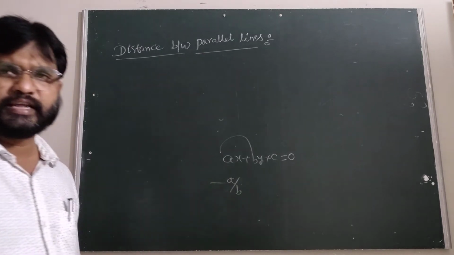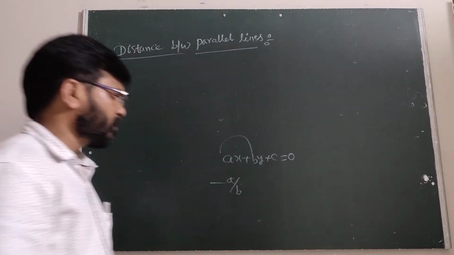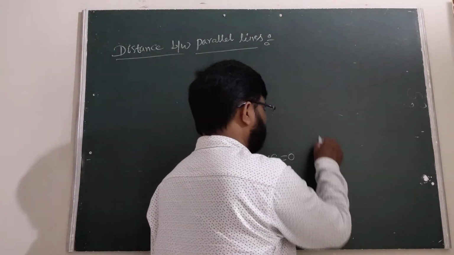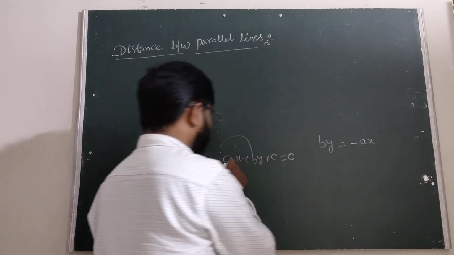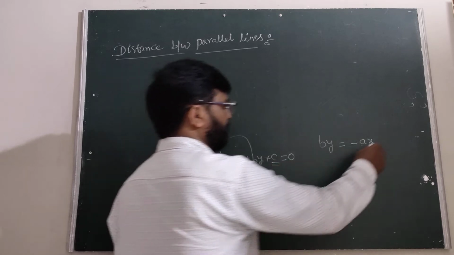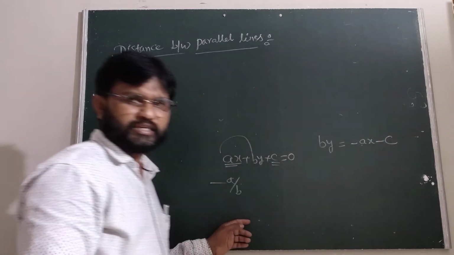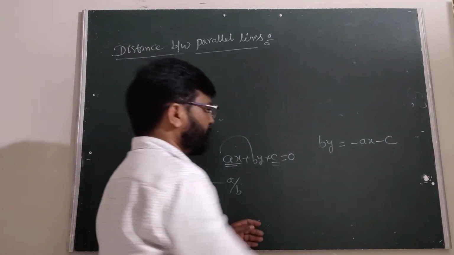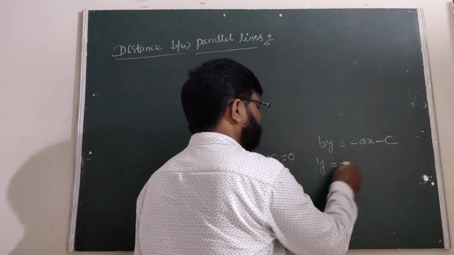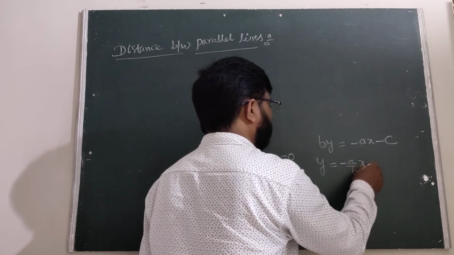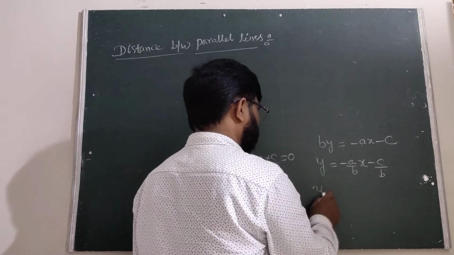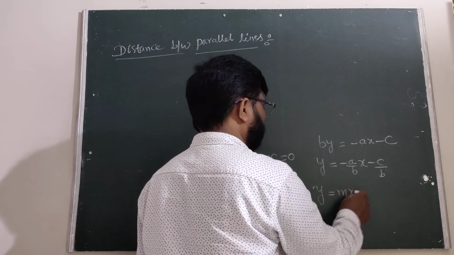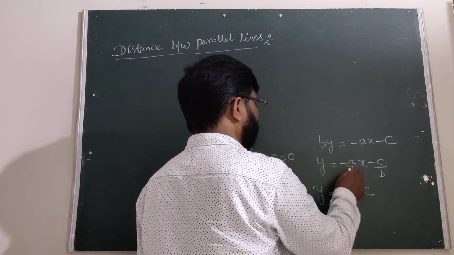How do we find minus a by b? You can just remember it. We know that by = -ax - c, with the ax and c sent to the other side. Now b is sent to the other side: y = -(a/b)x - c/b. Now this is compared with y = mx + c. What is m here?